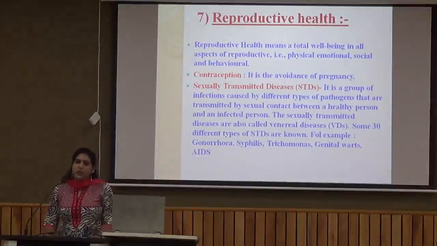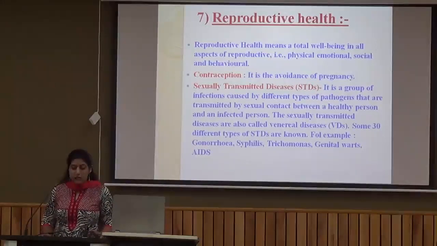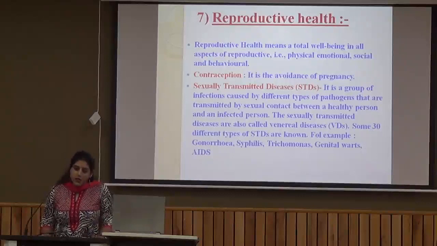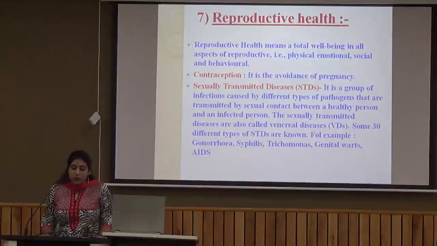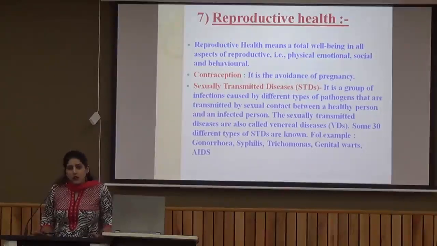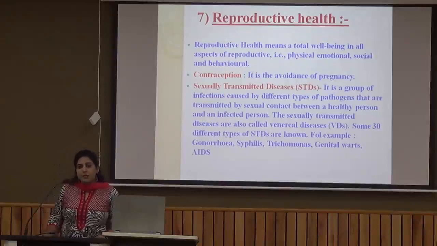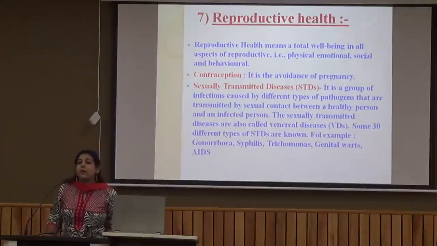What is a sexually transmitted disease? It is a group of infections caused by different types of pathogens. It can be bacteria, it can be a virus. It is transmitted via sexual contact between a healthy person and an infected person. These types of diseases are also called venereal diseases. There are approximately 30 types of diseases, but the famous ones are AIDS, gonorrhea, genital warts, herpes, syphilis. Now, AIDS is a life-threatening disease. It cannot be cured. For the rest of them, there are chances that they will get cured.